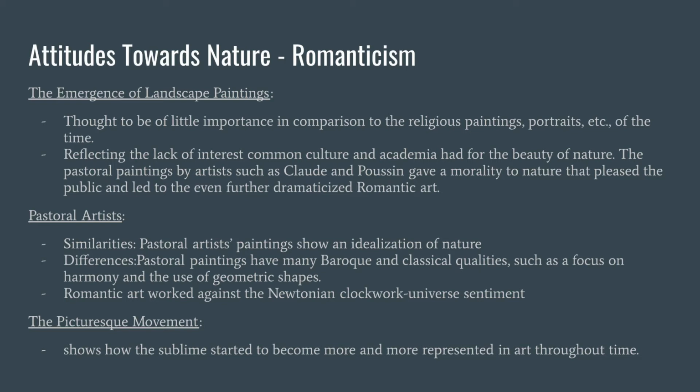Romantic art worked against the Newtonian clockwork universe sentiment held by those in the Baroque and Enlightenment eras, as cultural attitudes shifted to focus on the intricacy and individuality of all life on Earth. The notion that the universe is controllable and understandable is completely disregarded in Romantic art, as the infinite and unknown sublime is represented.